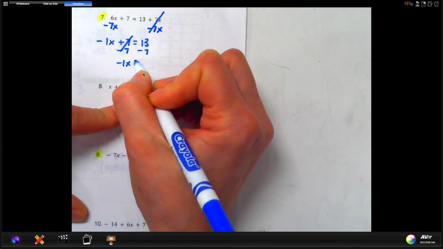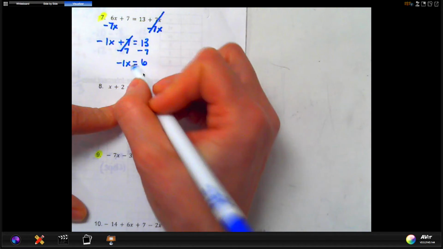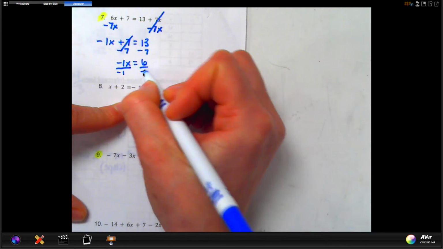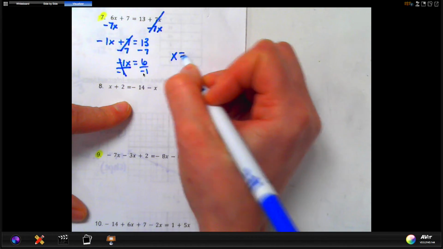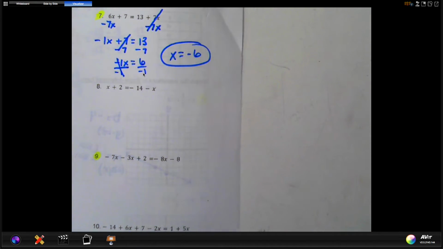So now you've got negative 1x. Bring that down. 13 minus 7 is going to give us 6. And our last step is to divide out this negative 1. So x equals negative 6. Perfect. Okay. Down to number 9, and then the last one will be number 11.